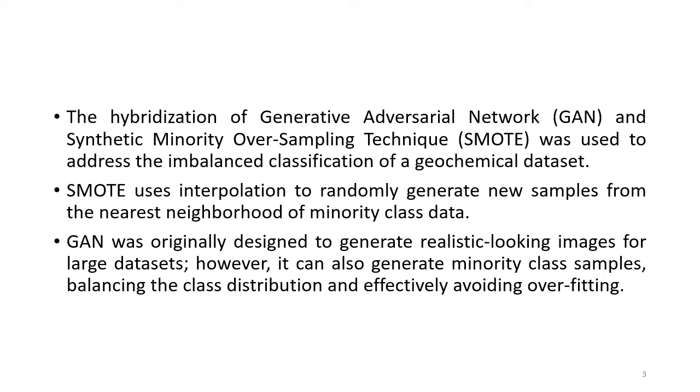SMOTE uses interpolation to randomly generate new samples from the nearest neighborhood of minority class data, and on the other hand, GAN was originally designed to generate realistic-looking images for large datasets. However, it can also generate minority class samples, balancing the class distribution and effectively avoiding overfitting.